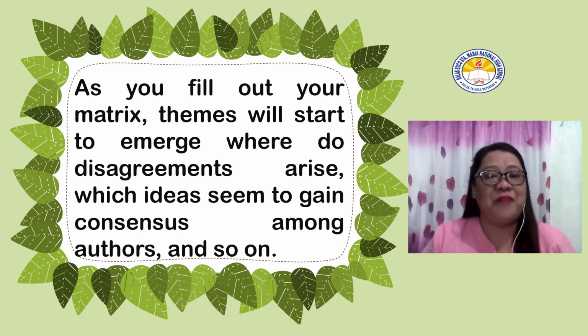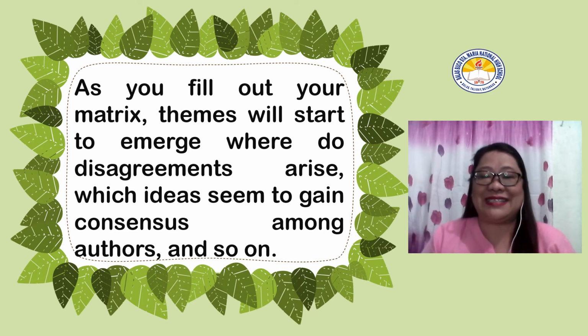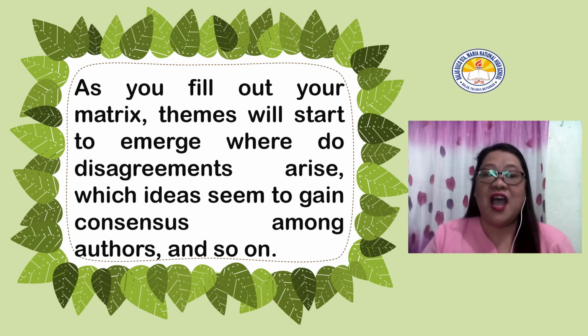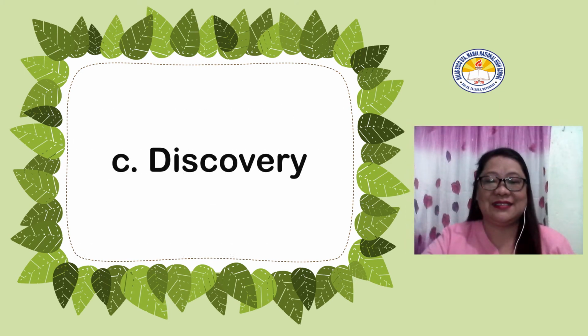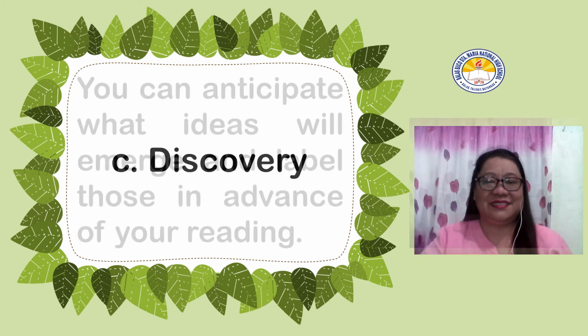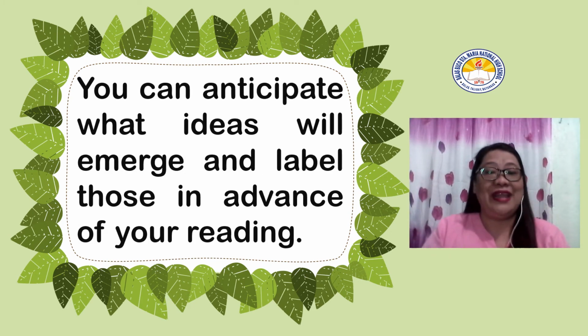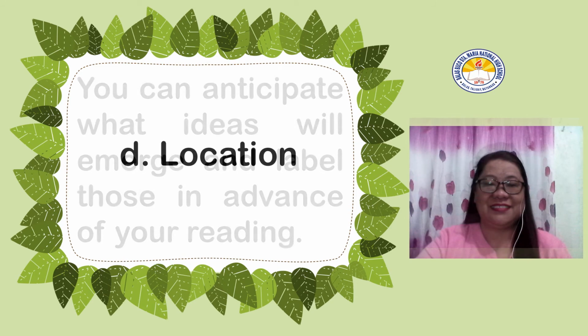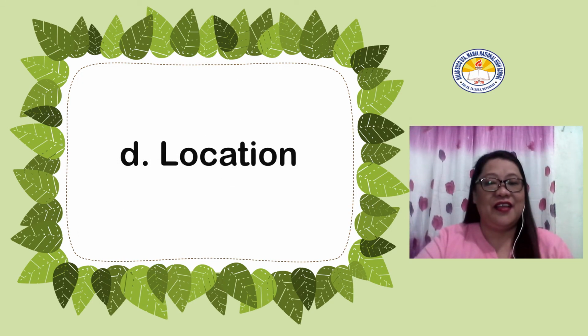As you fill out your matrix, themes will start to emerge. Where do disagreements arise? Which ideas seem to gain consensus among authors, and so on. Letter C is discovery. You can anticipate what ideas will emerge and label those in advance of your reading. The fourth is location.